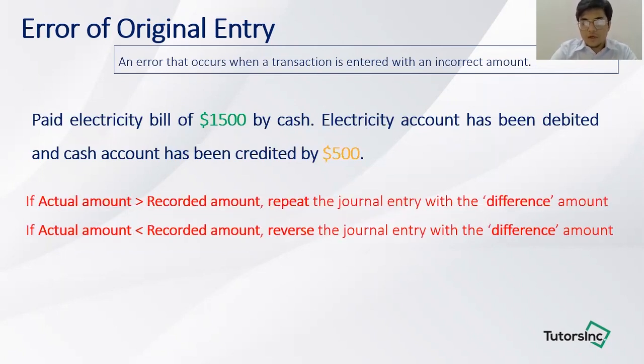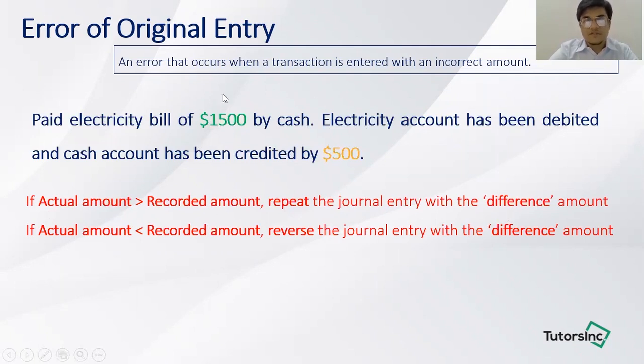Now, before we go on, in order to correct this transaction, we need to understand this part. We need to remember, if the actual amount is greater than the recorded amount, we need to repeat the journal entry with the difference amount. If the actual amount is less than the recorded amount, we need to reverse the journal entry with the difference amount. So this case goes with the first one. The first one says if the actual amount is greater than the recorded amount.